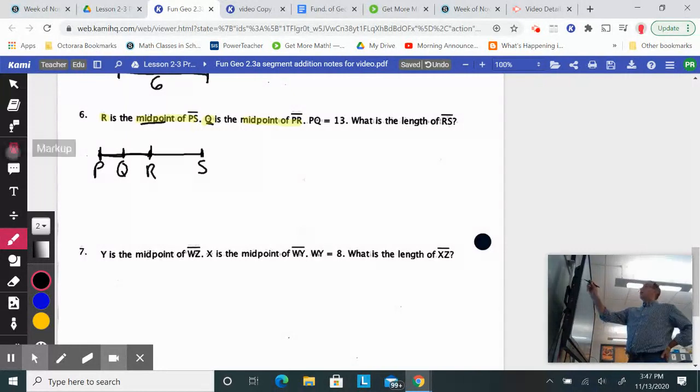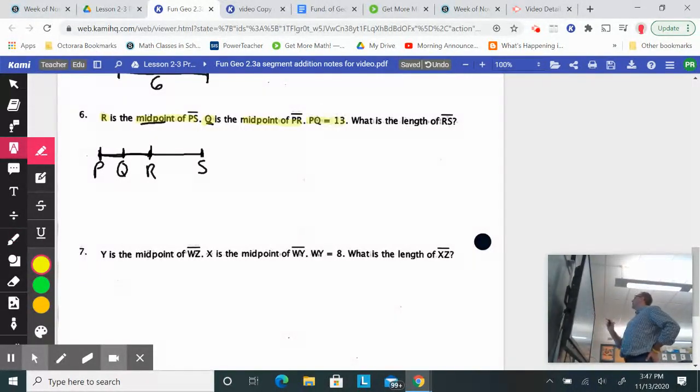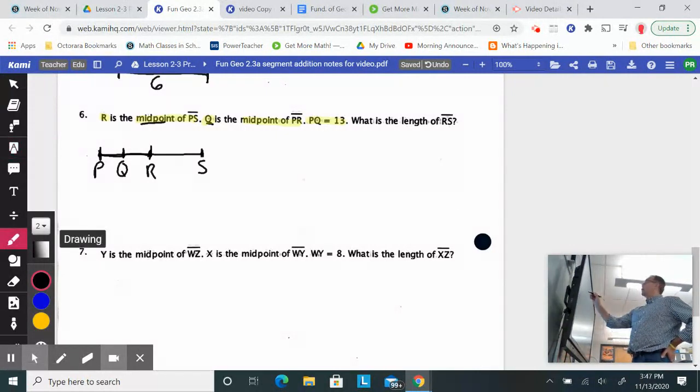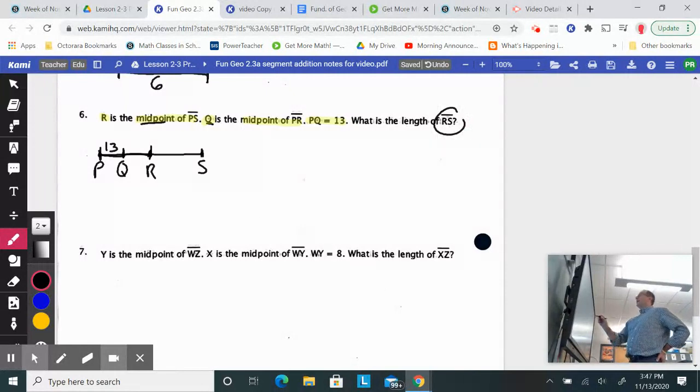Now what else do we know? It says P to Q is 13. So from P to Q it's 13. Let me label that in here. So P to Q is 13. We're supposed to find the distance from R to S, which is this distance from here to here. Well, this is how you do it. We know that Q is in between. It's the midpoint of PR. So P to Q and Q to R have to be exactly the same. So that means together, that distance is 26.